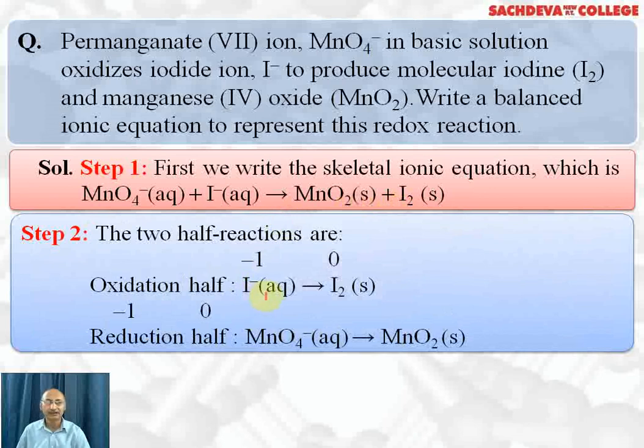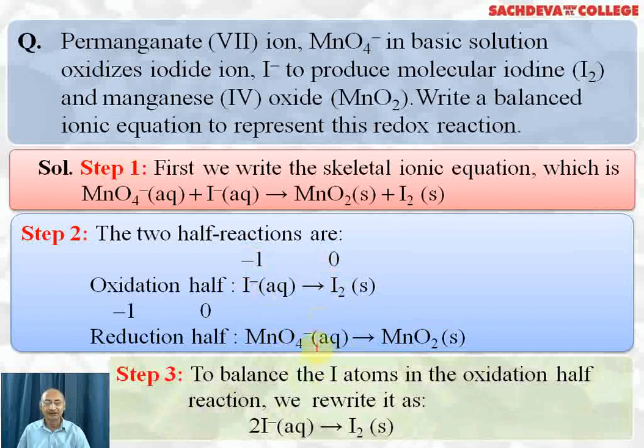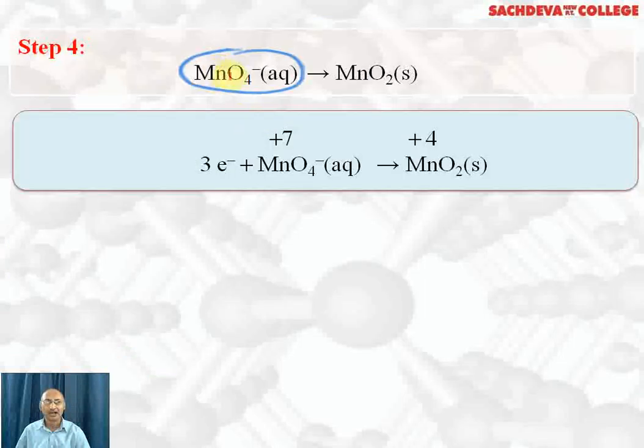We assign oxidation numbers. First we break it down using the half reaction method into 2 half reactions. Iodide ion aqueous gives you iodine solid. Here iodine has minus 1 oxidation state and here iodine has 0 oxidation state. In the reduction half we have MnO4 minus gives you MnO2 solid. To balance this equation, we get 2 iodide ion gives you iodine. So the number of atoms are equal. MnO4 minus gives you MnO2 solid.